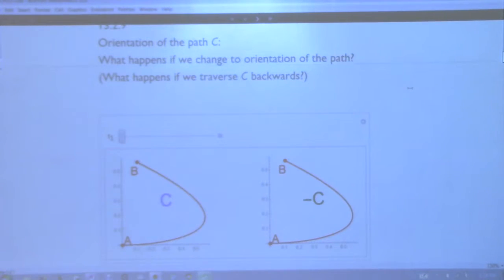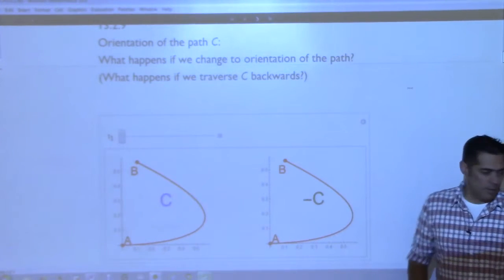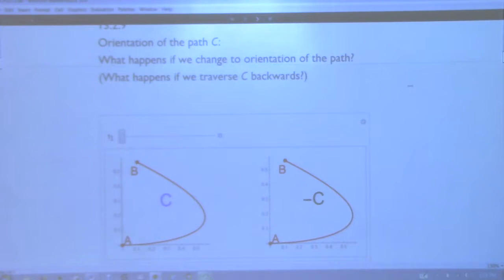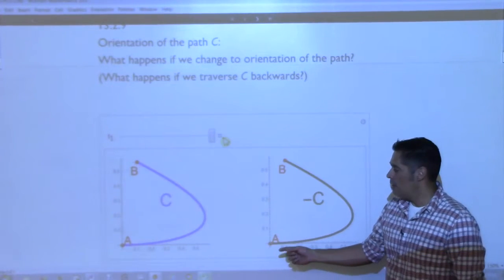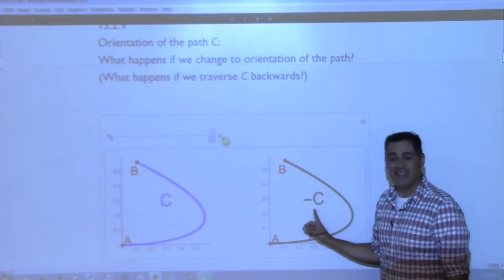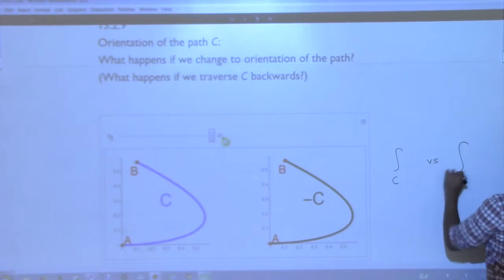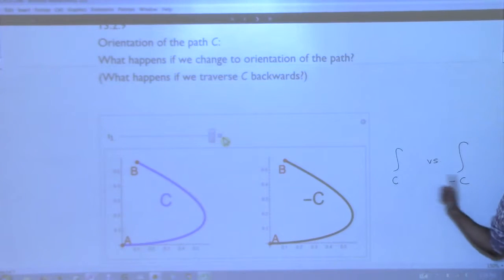Orientation of the path C. So when we're doing a line integral, there are 2 ways that we can traverse the path C. That's the C that's on the ground, right? One direction would be going from A to B. The other direction would be the opposite, going from B to A. If we call this C, then going the opposite direction is negative C. So the integral over C versus the integral over negative C means what happens if we traverse opposite? Do you think it has an impact on the answer?